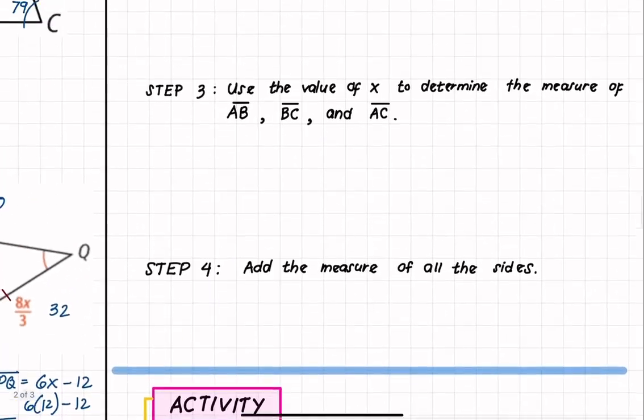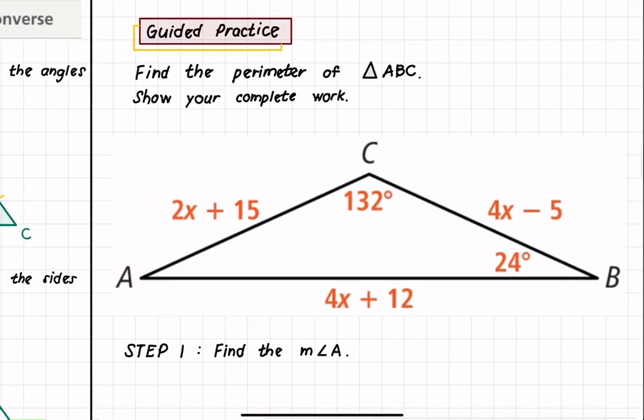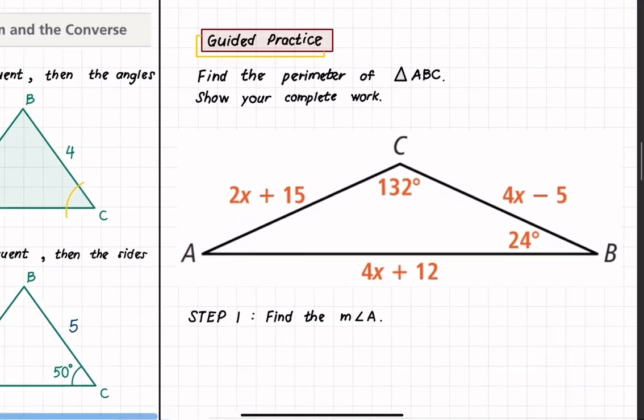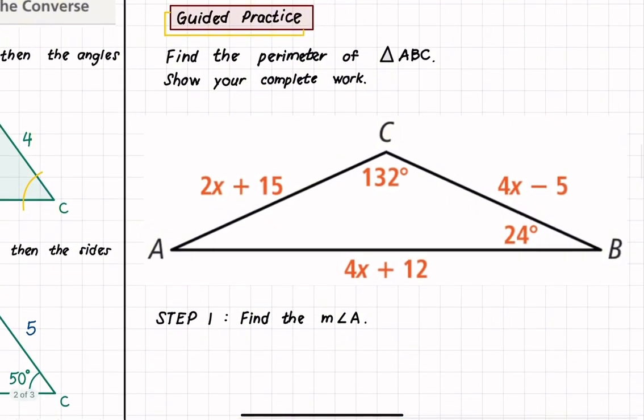Okay, let's move on to the guided practice. Okay, so for this guided practice, I'm just gonna guide you on how to solve this. But the question is, find the perimeter of triangle ABC, show your complete work. When we say perimeter, class, it means we have to add all the measure of all the sides of a triangle in order to determine the perimeter.